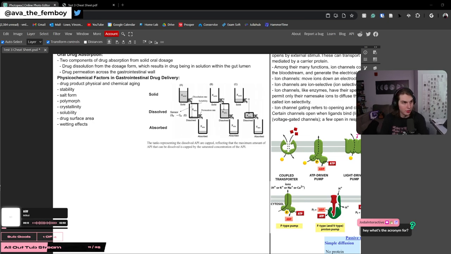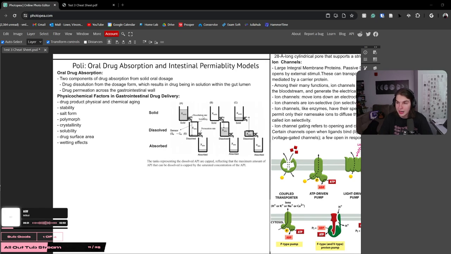PGP pharmaceuticals. PGP is P-glycoprotein. It's a drug efflux pump for different drugs. So we don't need to know P-glycoproteins for this, thank goodness. But essentially, that's an important factor, P-glycoprotein. So this can lead to saturation.